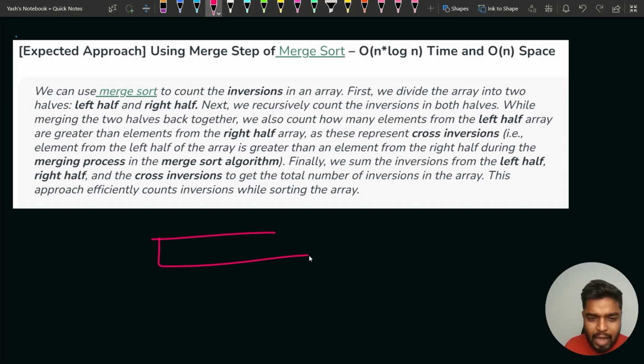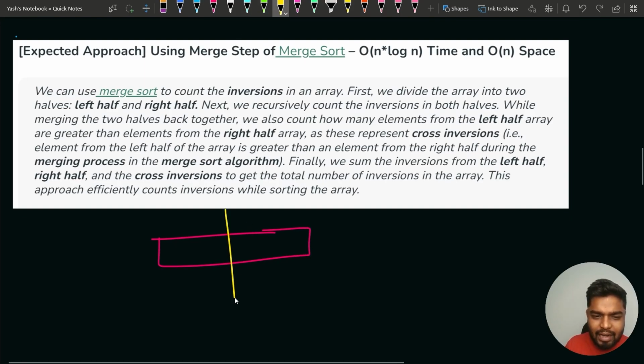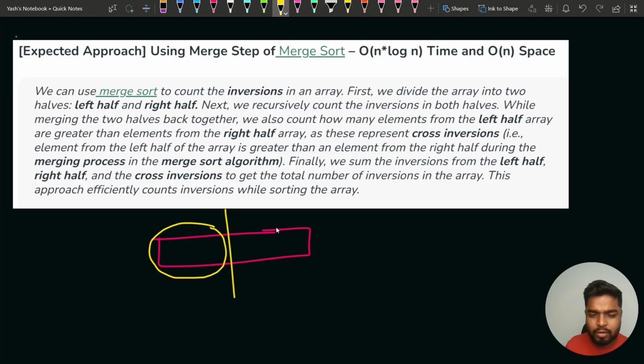Suppose you had this whole array here. You divide this array into two halves, and then you process the left half and the right half by sorting them. While doing that, you will be able to count the number of inversions in the left half as well as the right half. Understand what recursion does: the task of recursion is to solve a smaller problem.